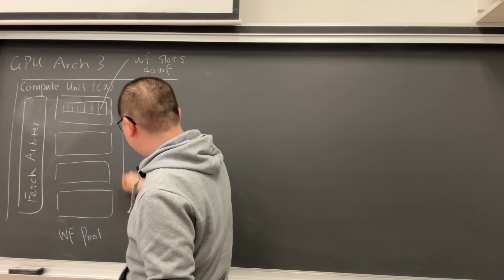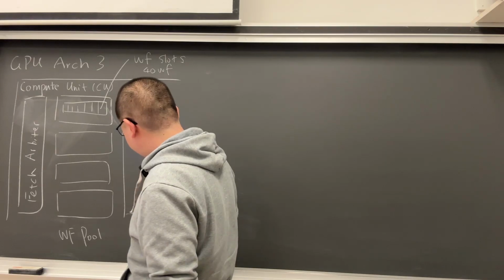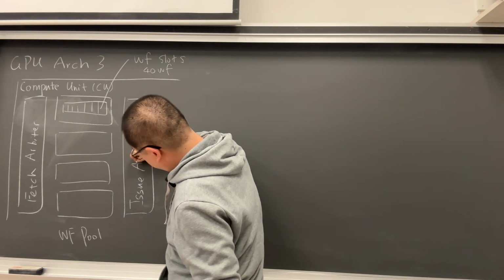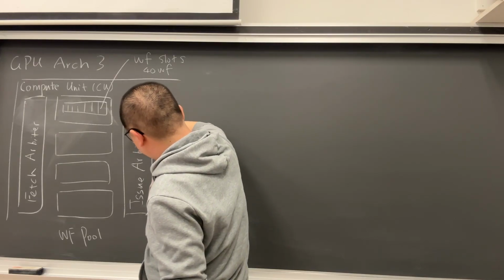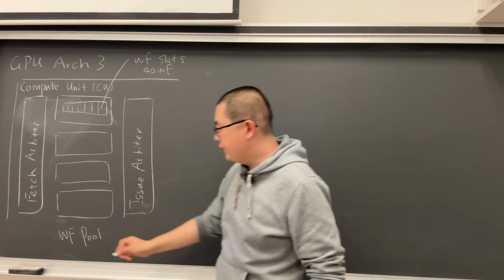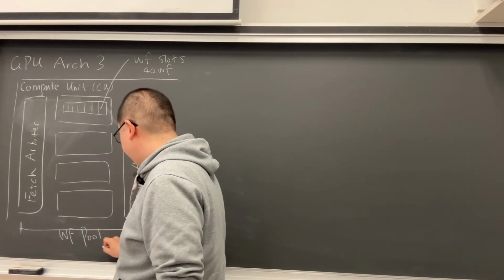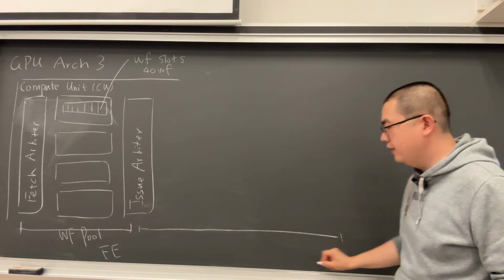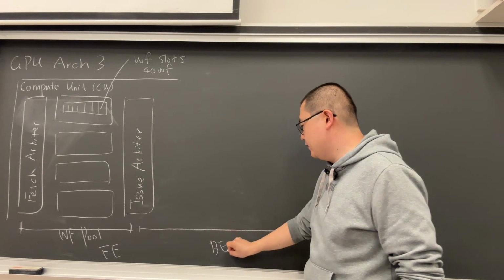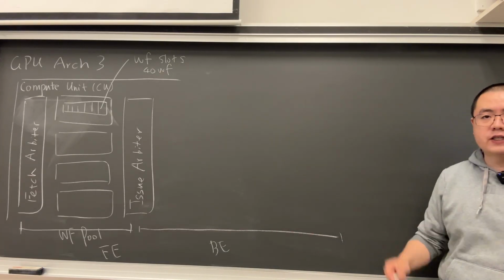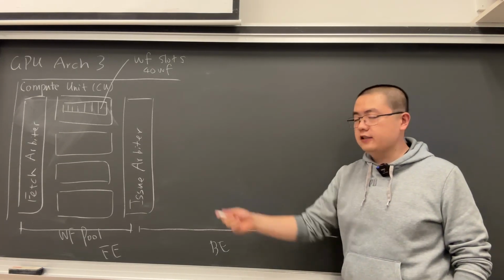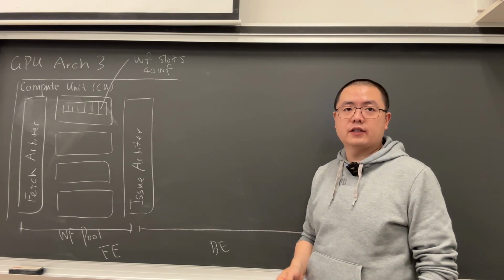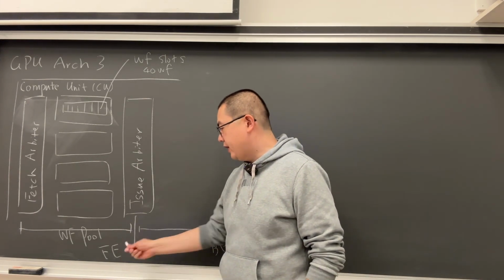After that, there is an issue arbiter. The part before the issue arbiter we call the front end, and we call the rest of the pipeline the back end. The back end is responsible for executing the instructions, and the front end is fetching the instructions, storing them there, and waiting to be executed. They're decoupled by this issue stage.